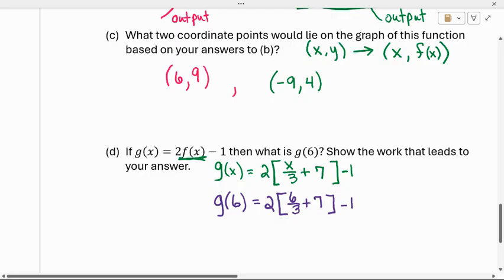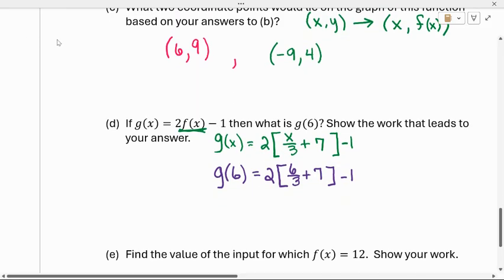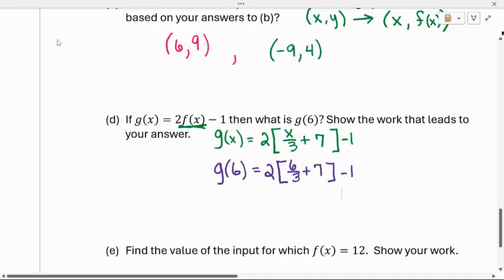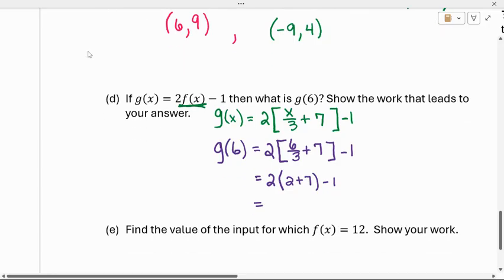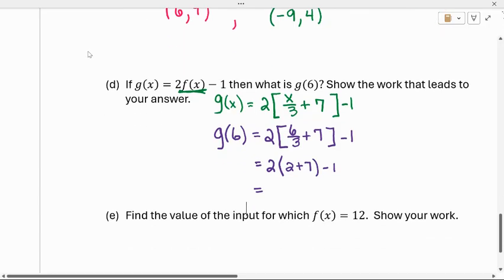And then that quantity, subtract 1. So let's simplify. Order of operations says we have to simplify the parentheses first. So what's happening inside that bracket, that grouping? What is 6 divided by 3? 2. So I have 2 plus 7 minus 1. So what is 2 plus 7? 9. So now I have 2 times the quantity of 9 minus 1. What is 2 times 9? 18.